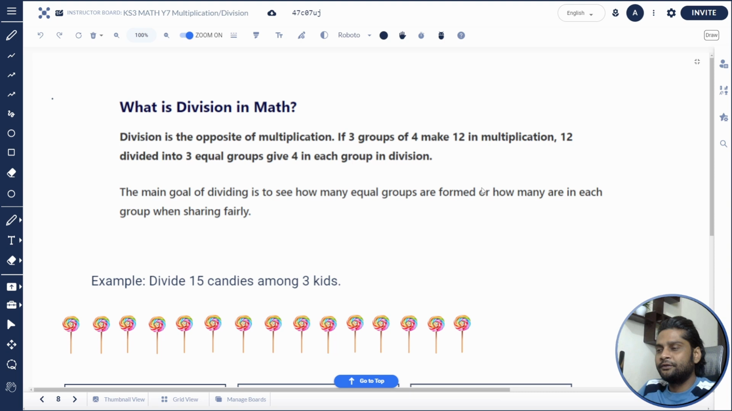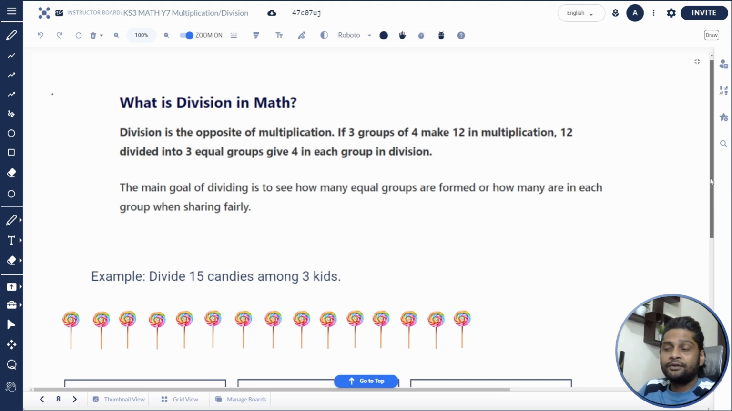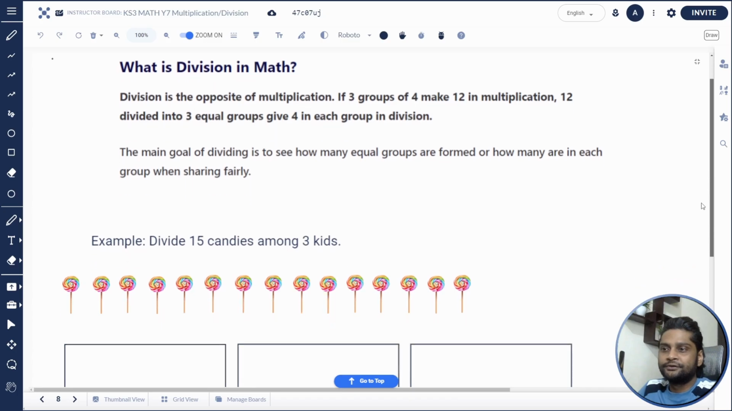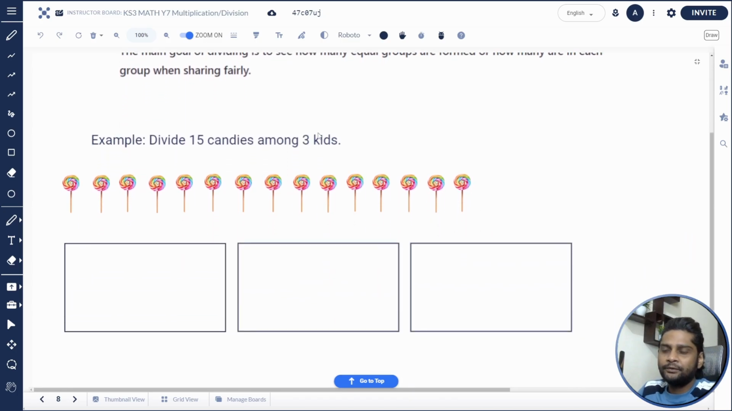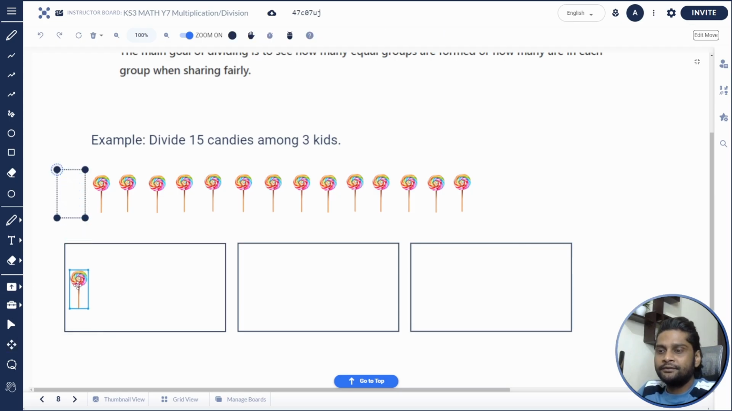It's again one of the basic operations, students, and division means dividing or distributing things equally in different groups. Let's try to understand a basic example. We have 15 candies and these have to be distributed among 3 kids. So we have to distribute them equally. First of all, let us start by distributing 1 candy to each of the kids.